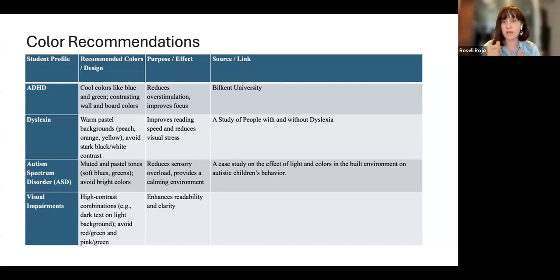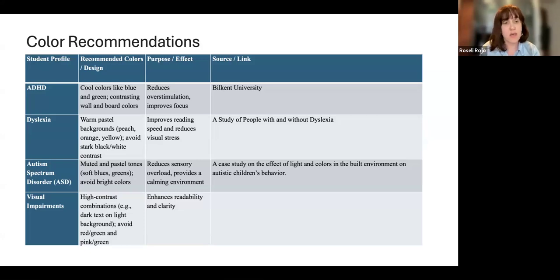That's very important because the blending part is essential for them to be able to concentrate in the classroom. And that reduces, of course, overstimulation and improves the focus of those students. For those students with dyslexia, they recommended warm pastel backgrounds, peach, orange, yellow, and they try to avoid stark black and white contrasts. And this improves reading speed and reduces visual stress.